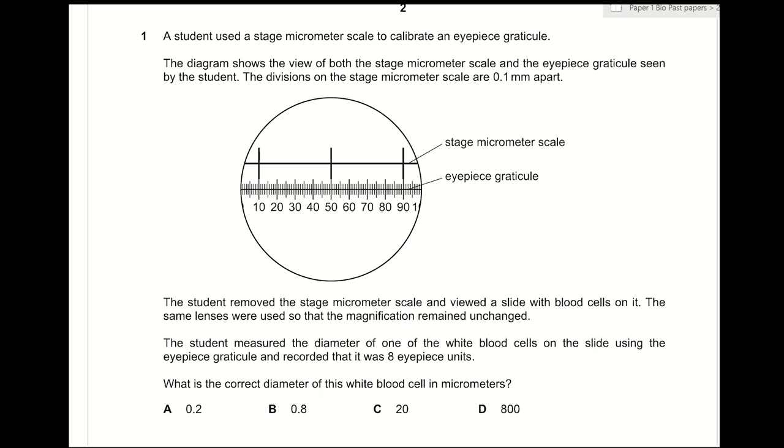Now, here it's telling us that the stage micrometer divisions are 0.1 millimeters apart. Converting to micrometers, each single one of them is going to be 100 micrometers. For every 100 micrometers on the stage micrometer, we have 40 eyepiece graticule units covering it. Don't be confused, it's 40, not 50. Therefore, to calculate the size of one eyepiece graticule unit, we do 100 divided by 40, which gives us 2.5 micrometers for one eyepiece graticule unit. It's telling us that it was 8 eyepiece units. Therefore, we multiply 2.5 by 8, and this gives us 20. The answer is going to be C.